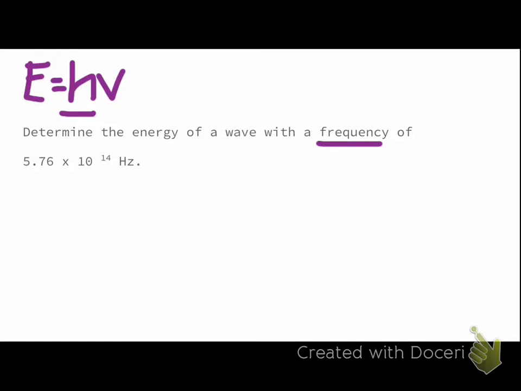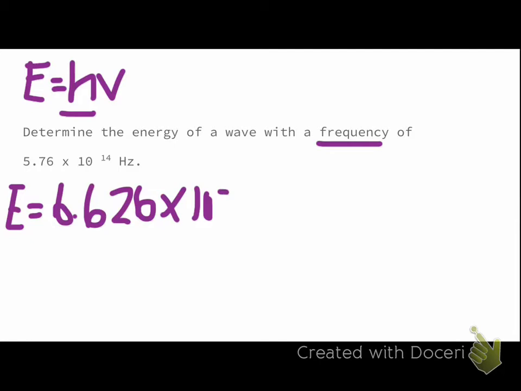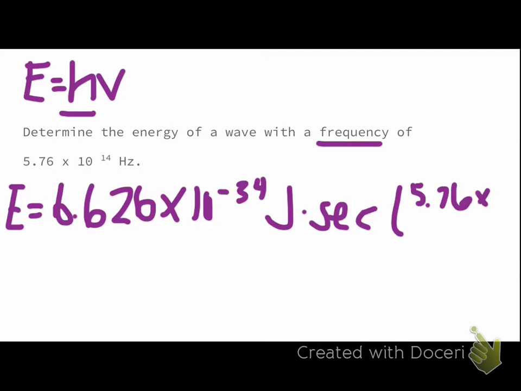But let's take a look at this problem here. So E equals, remember Planck's constant was 6.626 times 10 to the negative 34th joules times seconds, and we are multiplying that by, I'm going to have to go on to the next row here probably, 5.76 times 10 to the 14th hertz, which if you remember is the same thing as 1 over seconds.